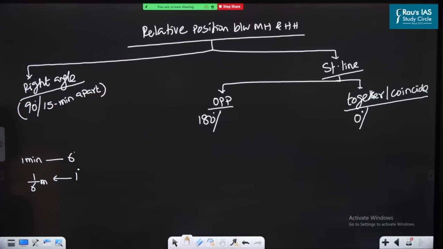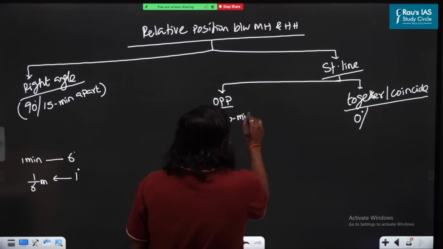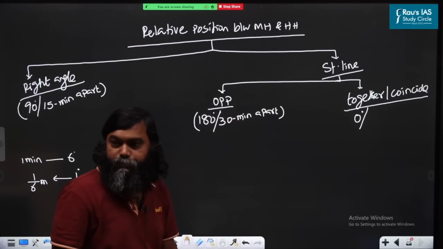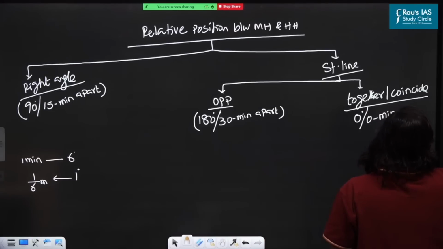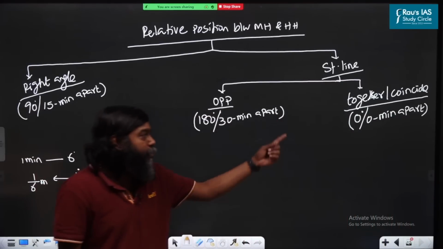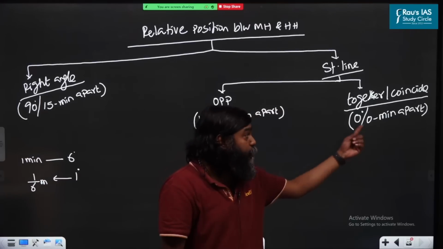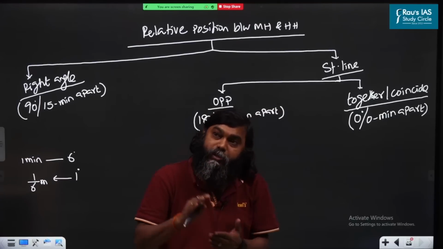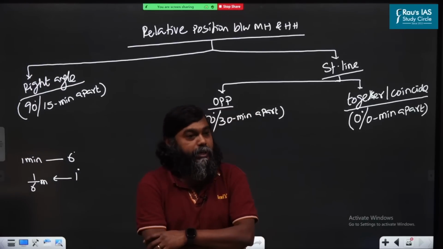All understood? So divided by 6, what will you get? Wherever there is a 30 minute gap between the minute hand and the hour hand, it is said to be what? Opposite. So divided by 6, how much? 0. Wherever there is a 0 minute gap between the minute hand and the hour hand, it is said to be what? Together. Are you understood? A 0 degree gap is synonymous with a 360 degree gap. A 0 minute gap is synonymous with a 60 minute gap. Are you understood?